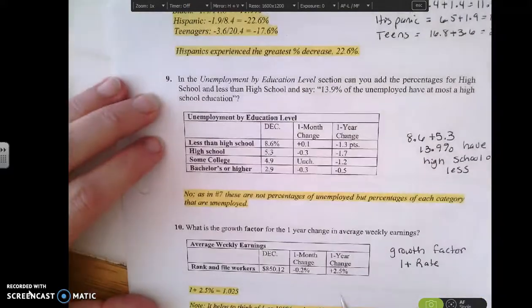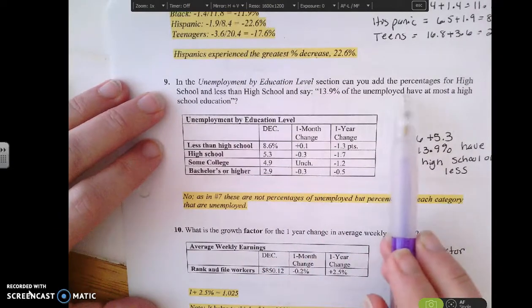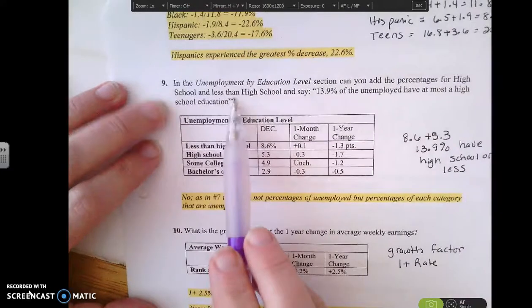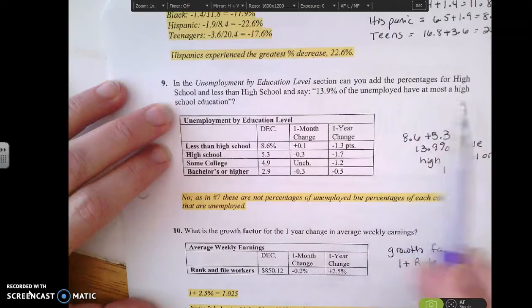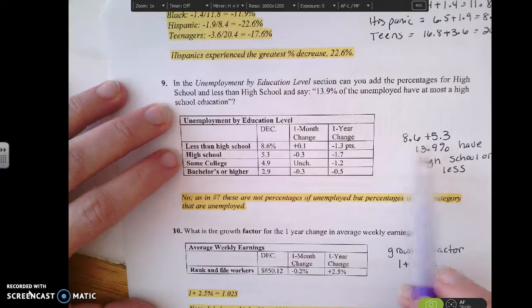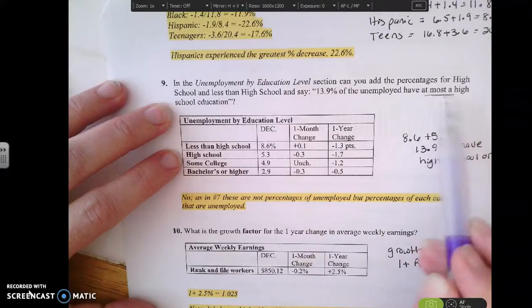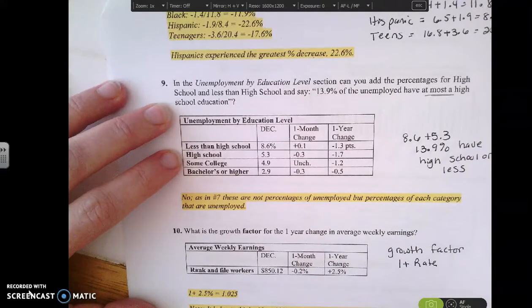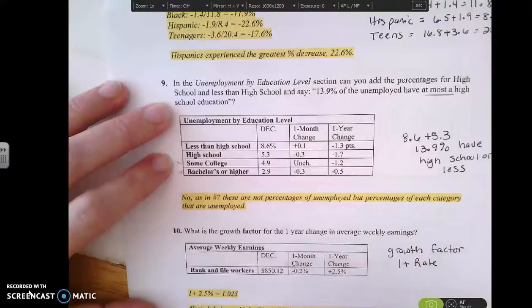Okay, in this chart, this is unemployment by education level. You can add the percentages for high school and less than high school and say that 13.9% of unemployed have at most a high school education. So they get the 13.9 by taking the 8.6 and the 5.3, because that would be at most. So at most means it can't be more than that. So if I go to the grocery store and I say I'm going to spend at most $50, I'm not going to spend more than $50. So it eliminates the college and the bachelor's.